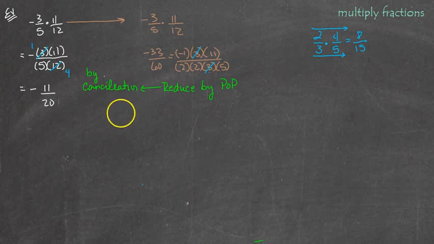So this is reduced by cancellation, and this is reduced by pop. Two different ways to work. You're going to want to use cancellation eventually. Right now, it's okay if you use pop. Let's do another example. I'll be using cancellation, by the way.